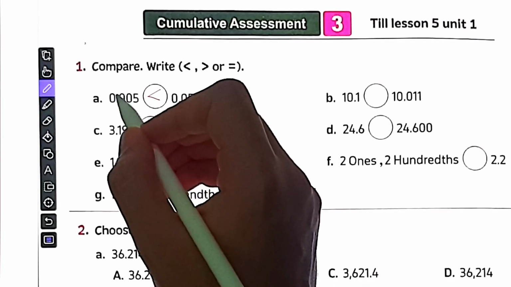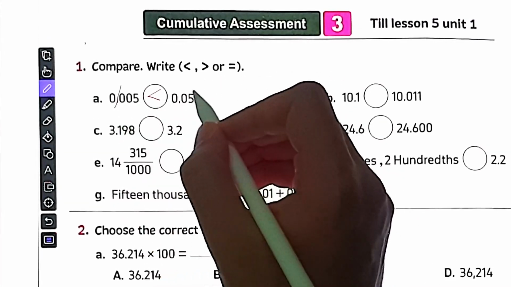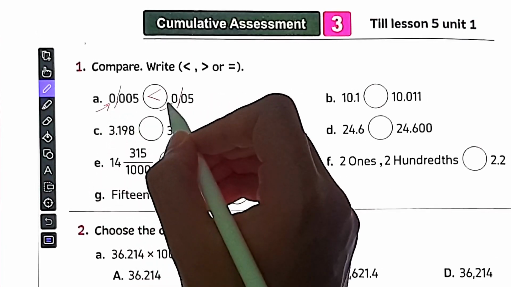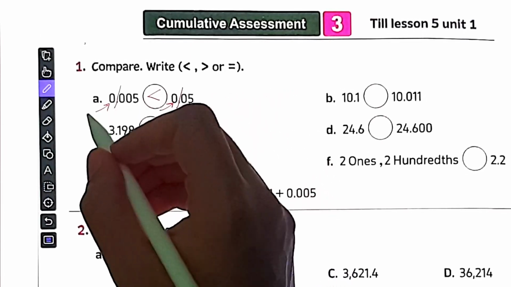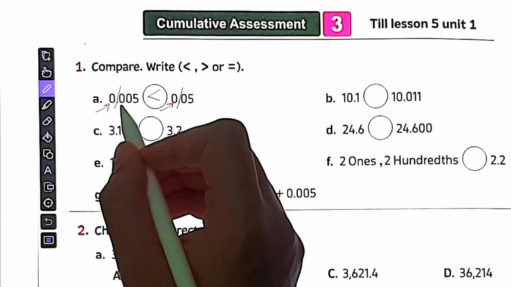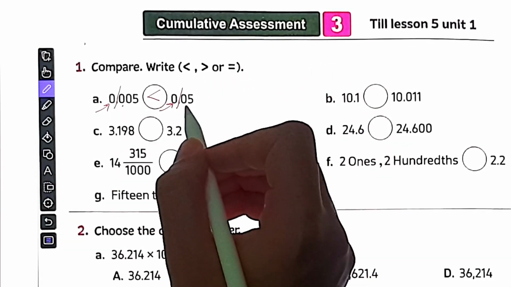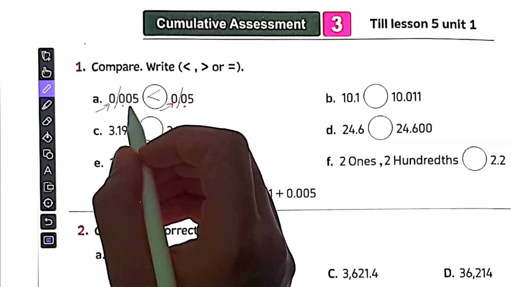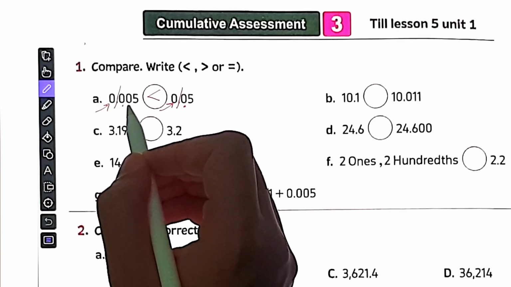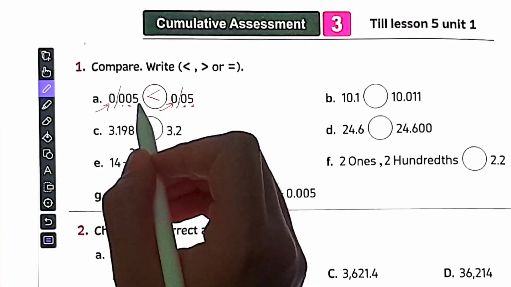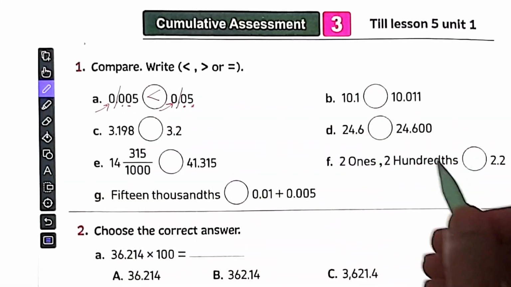Or we can cut the number from the decimal part here. The whole here is 0 and the whole here also is 0, so they are equal in whole. Let's move to the decimal. The first decimal digit is 0 and the first decimal also is 0. Let's move to the second. The second here is 0, but the second here is 5, so of course 5 will be greater.